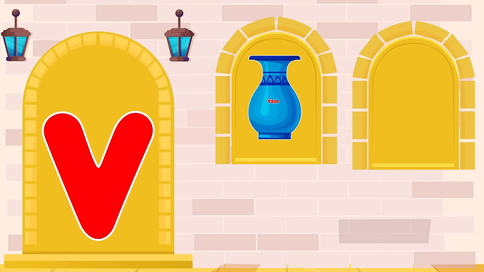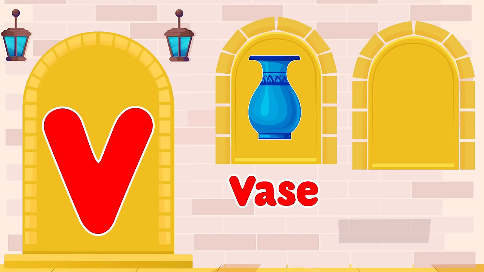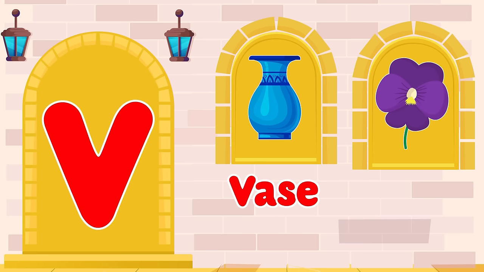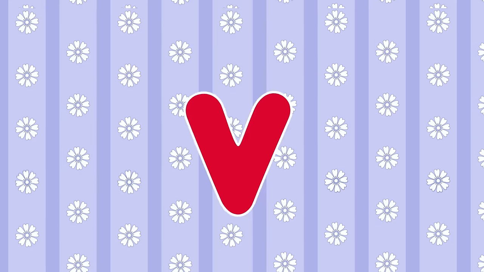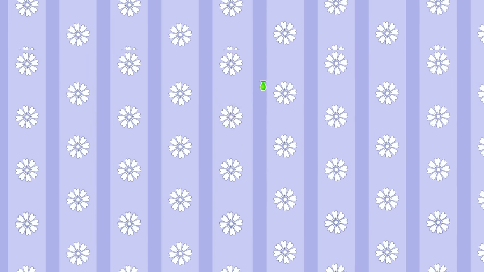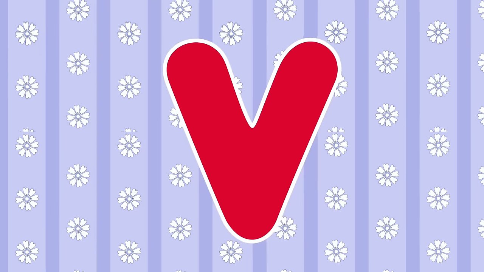V, v, vase. V is for violet. V, v, violet. V is for v, v, v, v, vase. V is for v, v, v, v, violet.